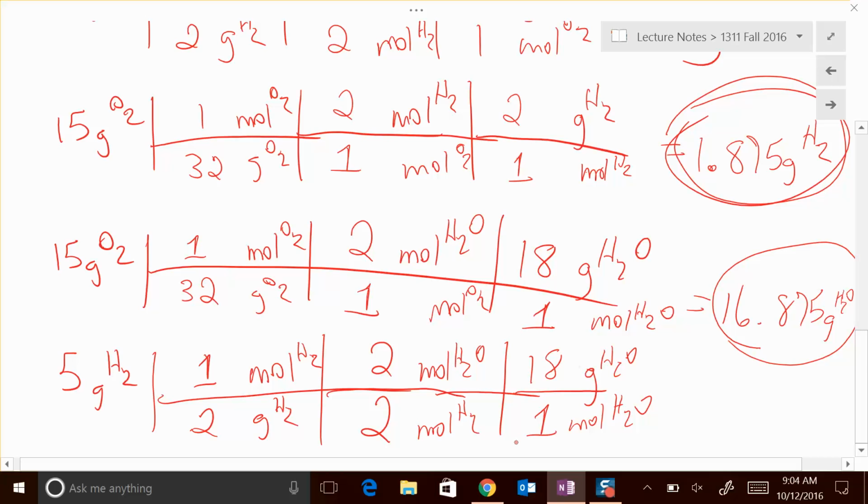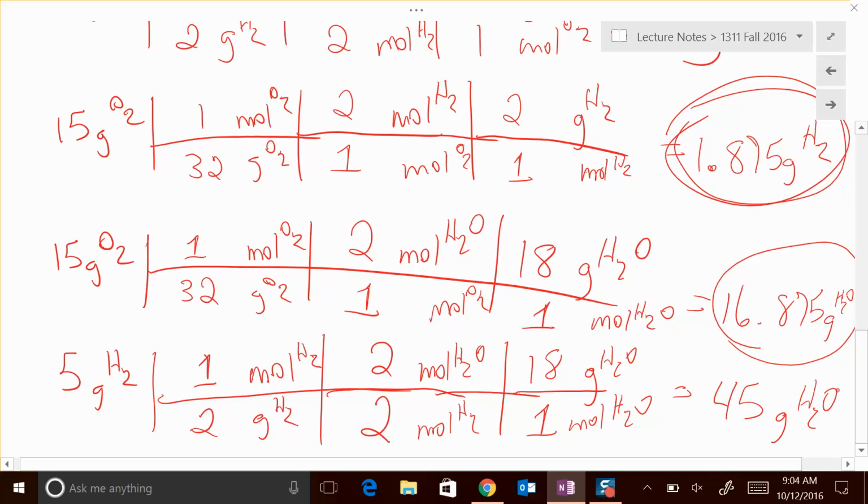Okay, what is this? 45? 45 grams of water. So do you see how this number is absurd? It's too big. That's the wrong answer. This is the right answer because it comes from the limiting reagent.